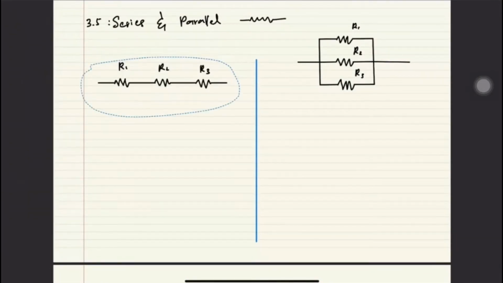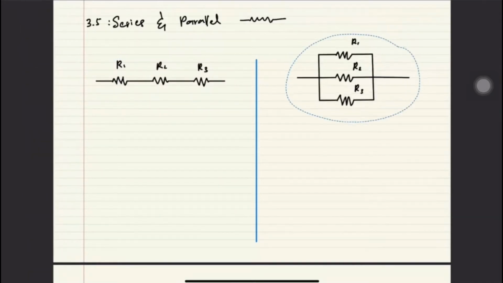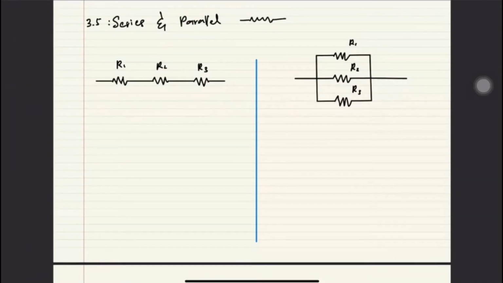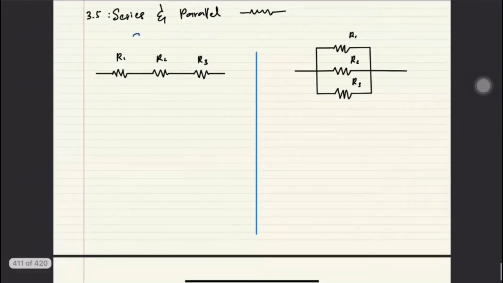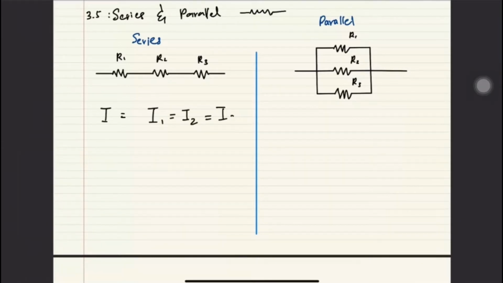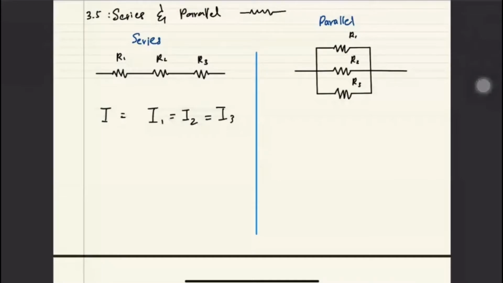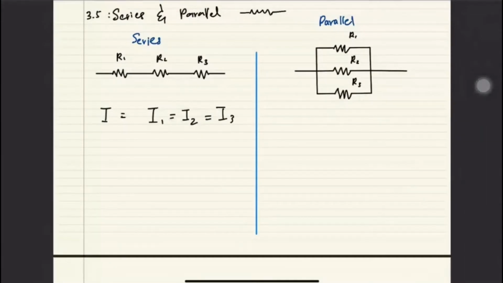The one on my left, is it a series or parallel configuration? Series. Right? So this one is series, so the other one is parallel. What can I say about the current in series? Is it equal? Yeah, so I equals I1 equals I2 equals I3. As long as there's no junction, it goes through the same path, so the current will be the same.